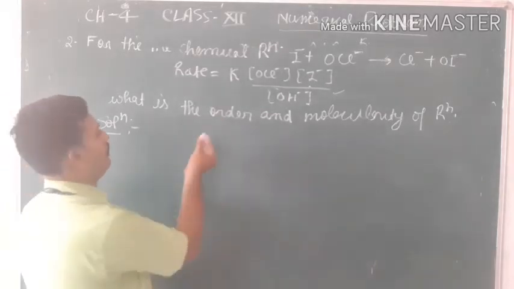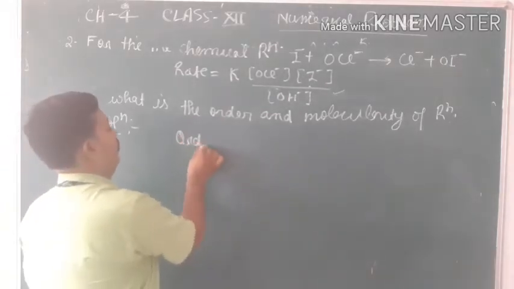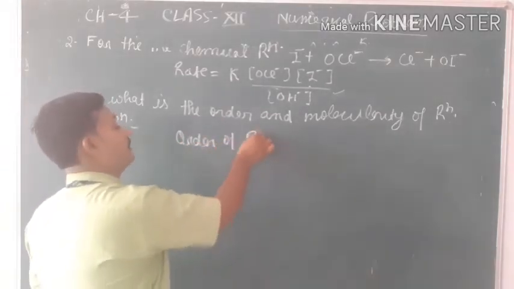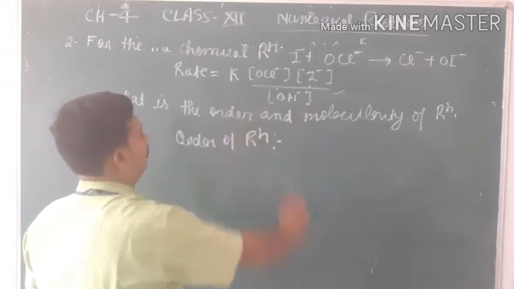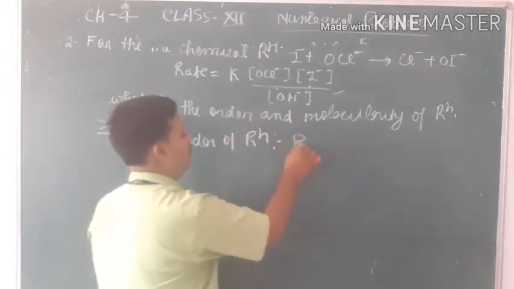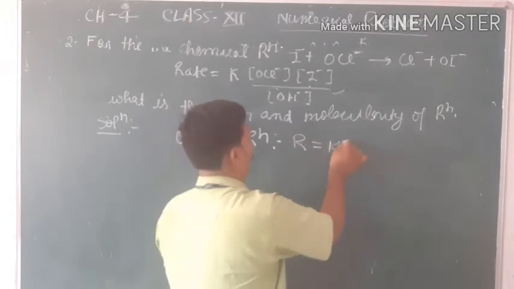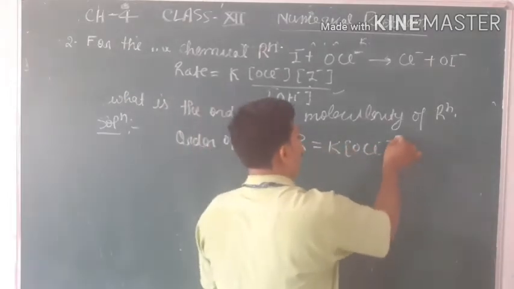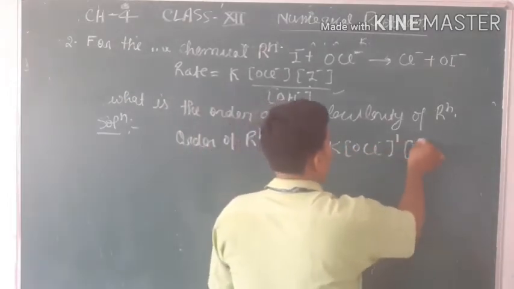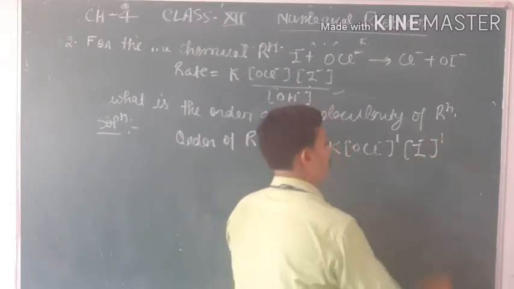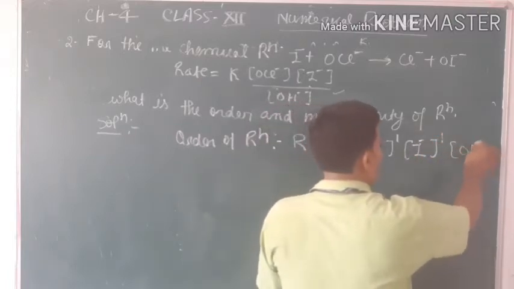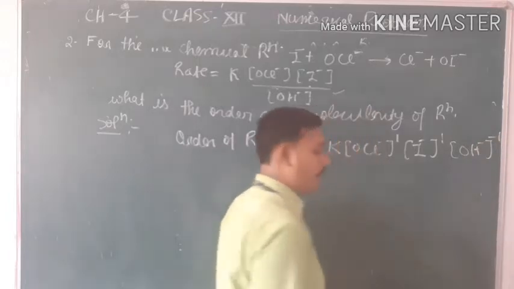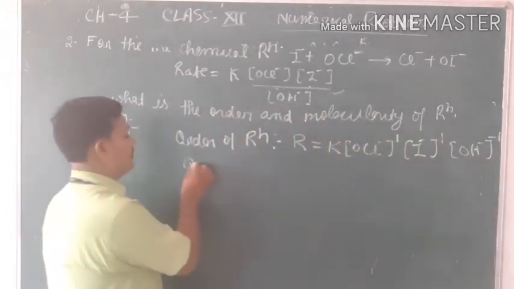First of all, we have to calculate the order of reaction. As you know very well, this is the rate law. So here we can write it in this manner: rate is equal to K [OCl negative] to the power 1, similarly [I negative] to the power 1, and [OH negative] to the power minus 1.